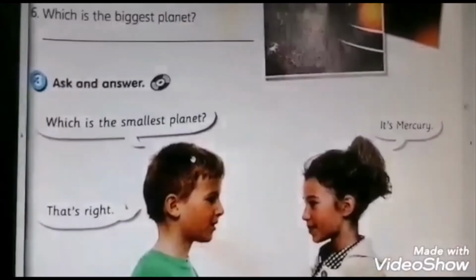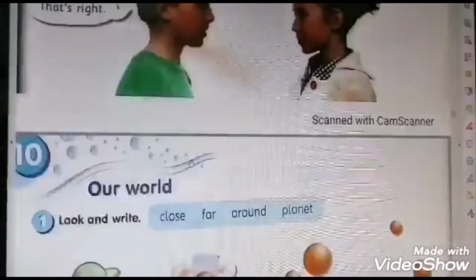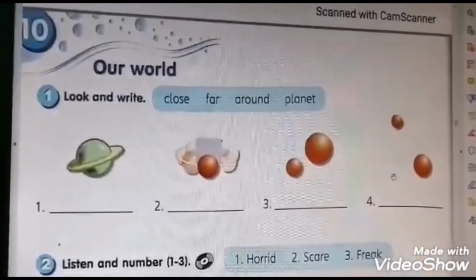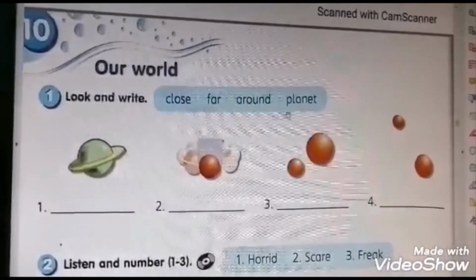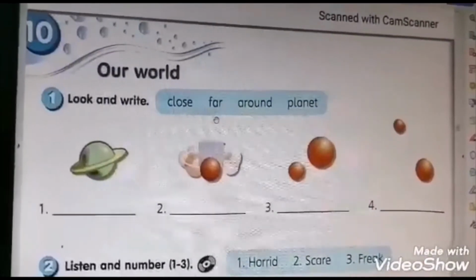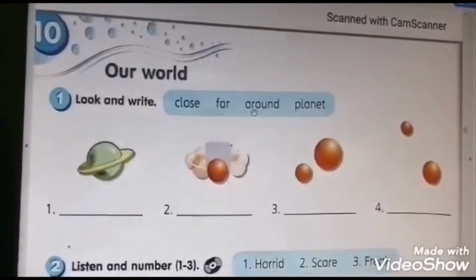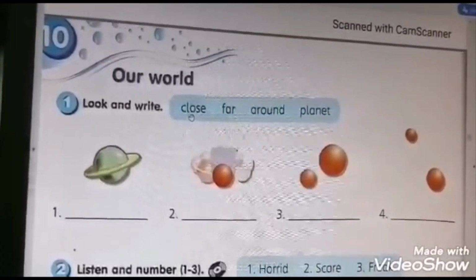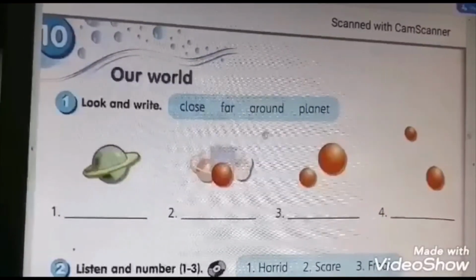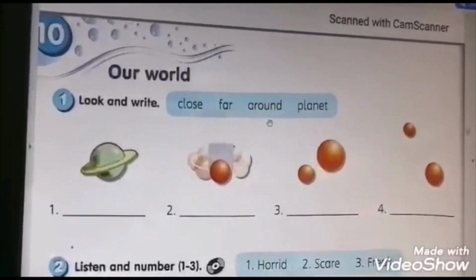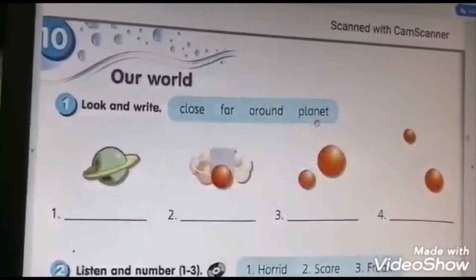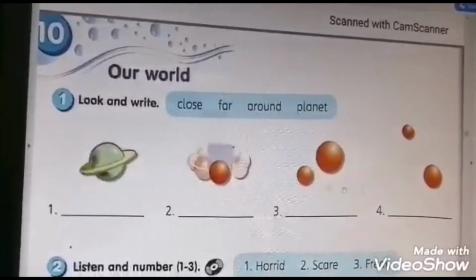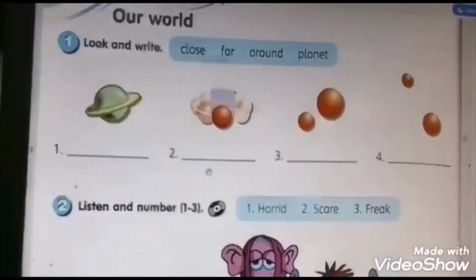So now please move to your workbook. Workbook page number 78. Activity 1, look and write. Look at the picture. How many words can you find in this box? 4. Close, far, around, planet. Close and far are adjectives. Around is a preposition of movement, and planet is the name of a thing. So please look at the picture and fill in the correct word.